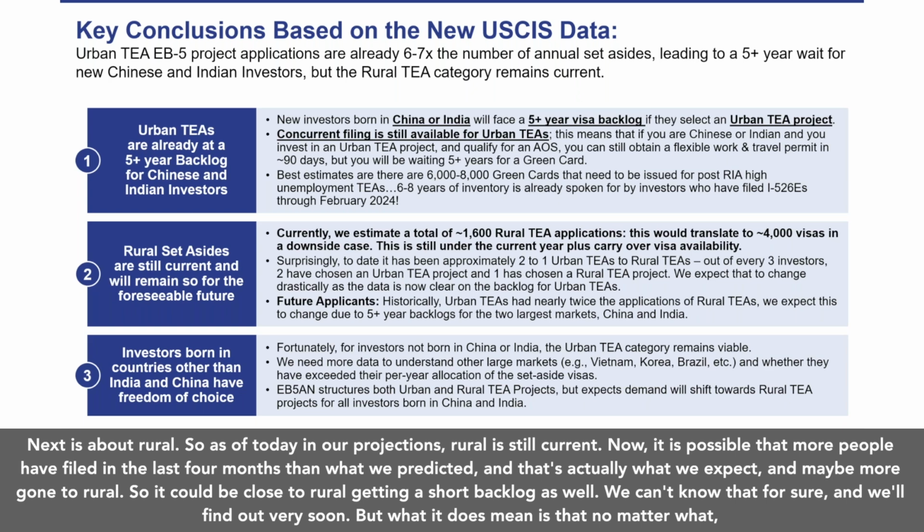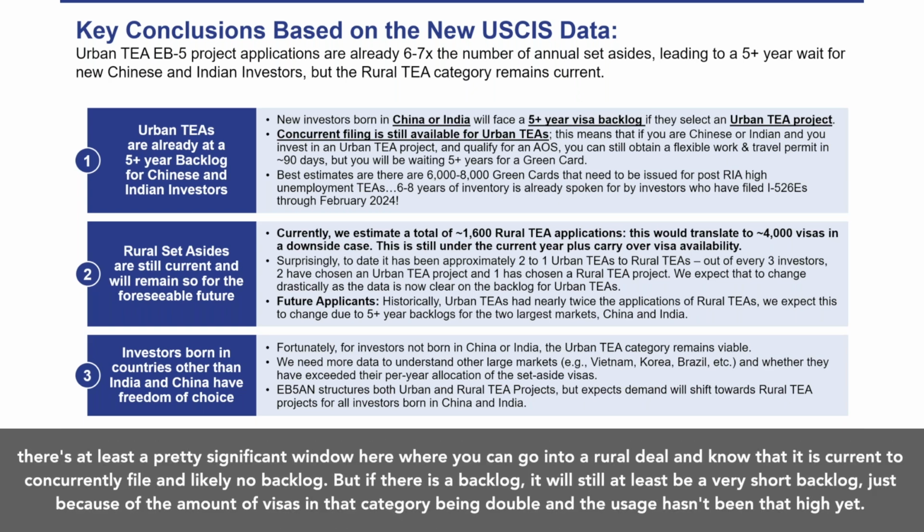But what it does mean is that no matter what, there's at least a pretty significant window here where you can go into a rural deal and know that it is current to concurrently file, and likely no backlog. But if there is a backlog, it will still be a very short backlog, just because of the amount of visas in that category being double, and the usage hasn't been that high yet.